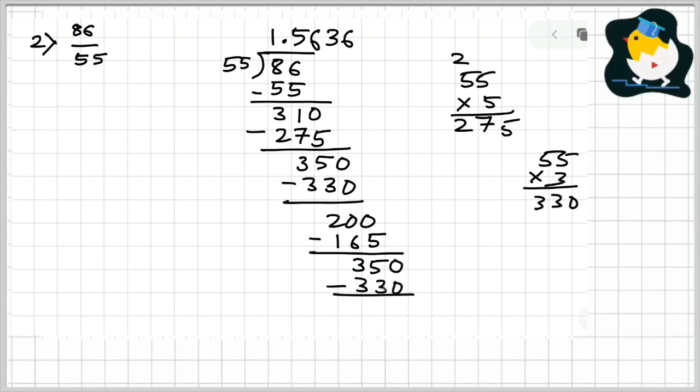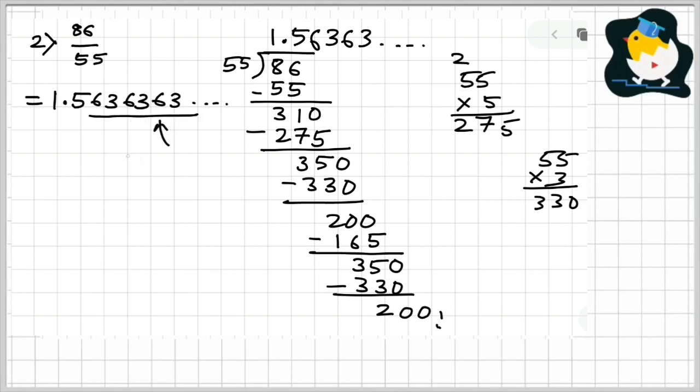Again I will take 55 sixes, which is 330. I will subtract, then we will have 20, I will take 200, and now you can see the pattern is starting to develop. If we continue this, we get the answer 1.5636363 and so on. Now 6363 goes on repeating. In this case, what we understand is that this decimal expansion is non-terminating.